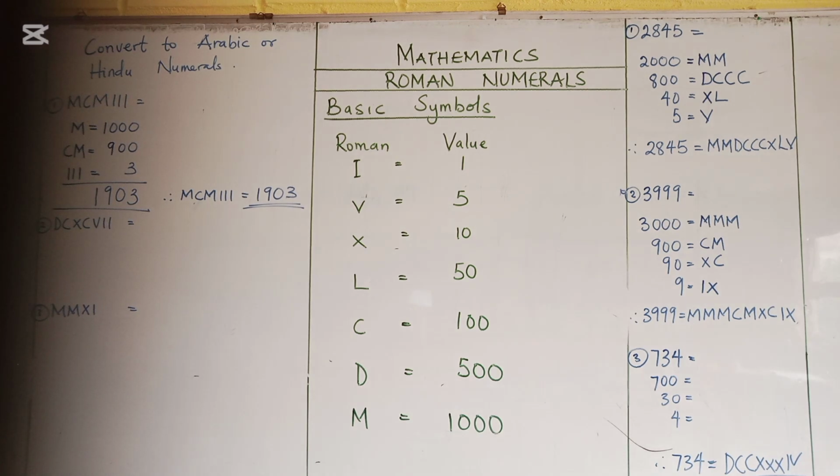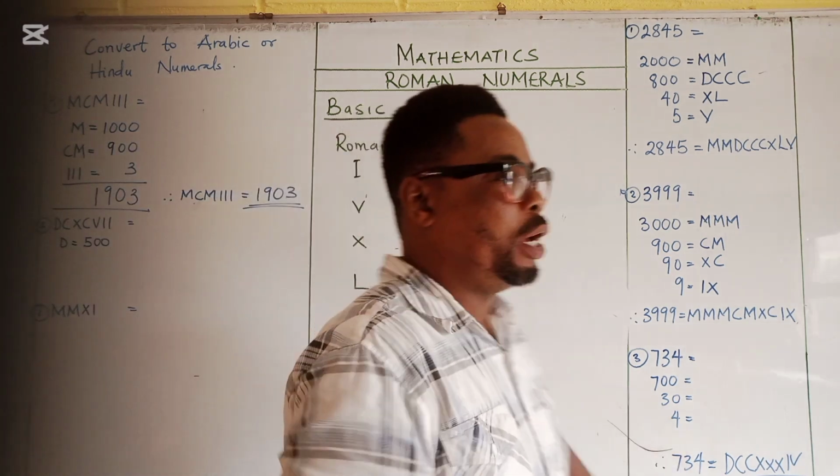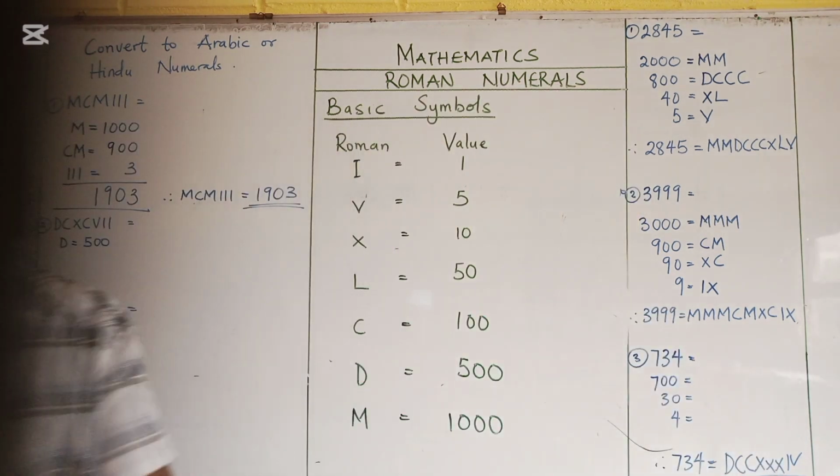Let's look at this one. The same process: pick the first one first. The first symbol here is D. Take your D. Now check the next one, C. Is it bigger than D? No. So take your D like that. Your D is 500. Remember, it is half of century, a diameter that divides a circle into 2.